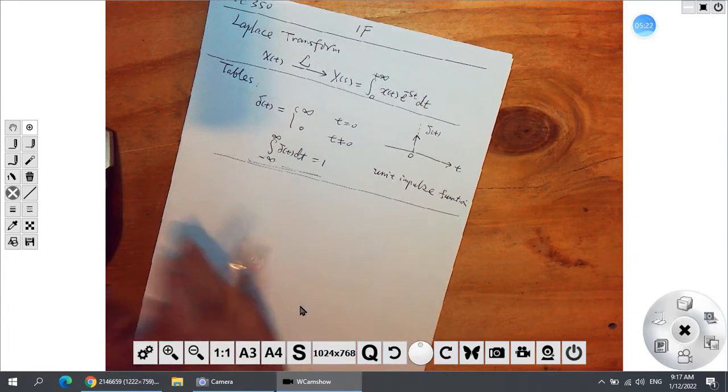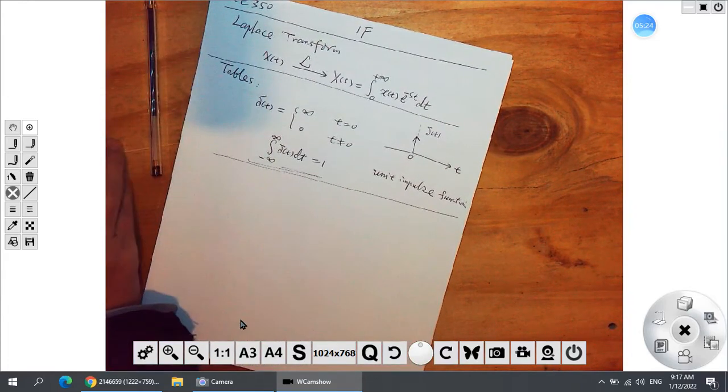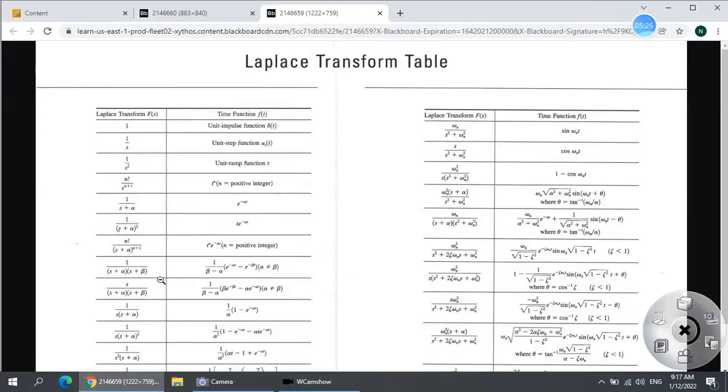Okay, now we go back to the table. Okay, the first one, and then the second one, the signal is a unit step function u_s of t. This one we discussed last time, and its Laplace transform is 1 over s. Okay, it's fine. The third one is a unit ramp function t.